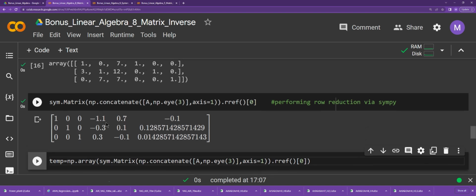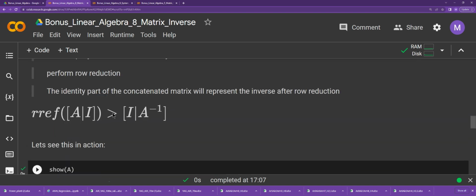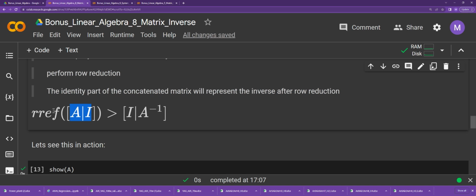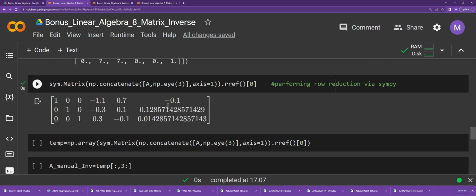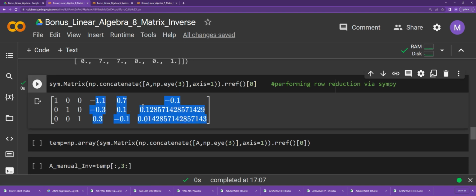And I should be getting exactly that, yeah? So look at that. What did I say here? When you concatenate it and you do a reduced row echelon form, you perform that operation, you will have an identity matrix where A was, and where I was, you would have your inverse formed. And that's exactly what I have here. So this section is now the inverse of matrix A. And then obviously you can separate this out with numpy slicing.